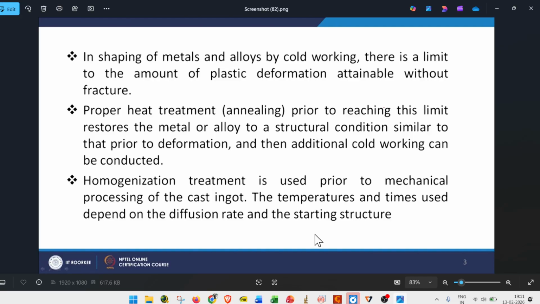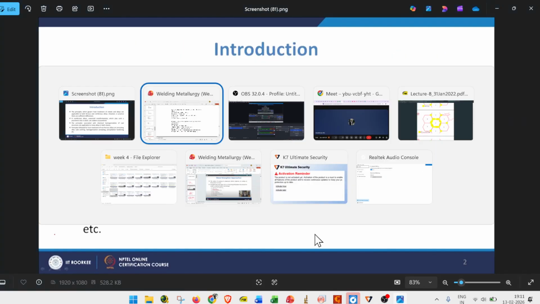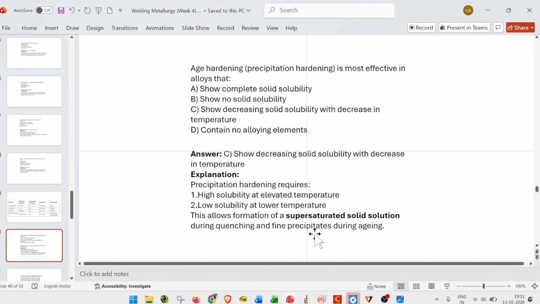And to reduce any residual stresses from cold working, those we can also achieve. Okay, so age hardening, precipitation hardening is most effective in the alloys that... So what is precipitation hardening first?